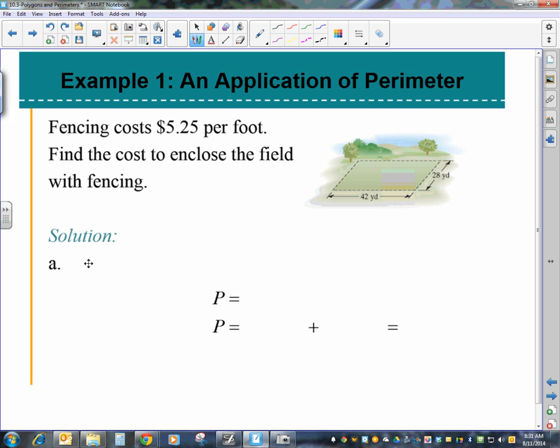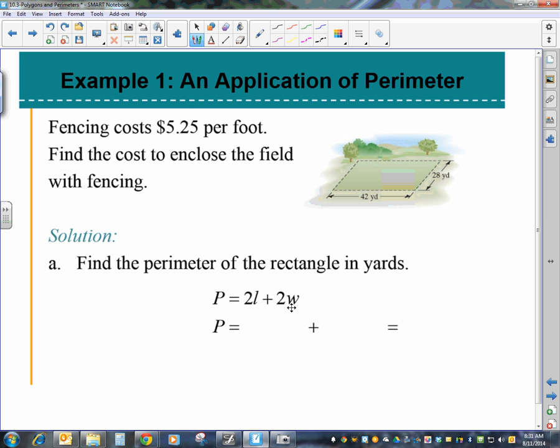So first, we need to find the perimeter of the rectangle in yards, because that's what it's given me. Your formula for perimeter, you remember, is 2 times the length plus 2 times the width. Does it matter which one's the length and which one's the width? It does not. So 2 times 42 yards plus 2 times 28 yards is going to give us a total of 140 yards. So that's our perimeter.